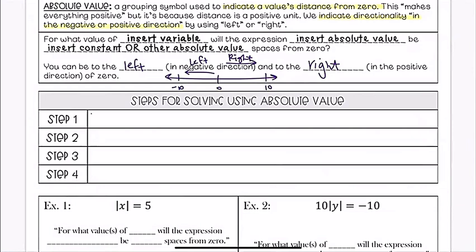So we're going to undo everything happening outside the absolute value.